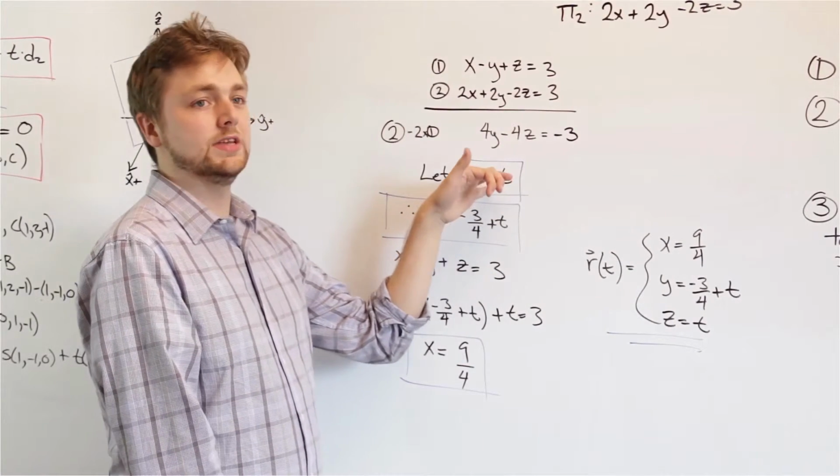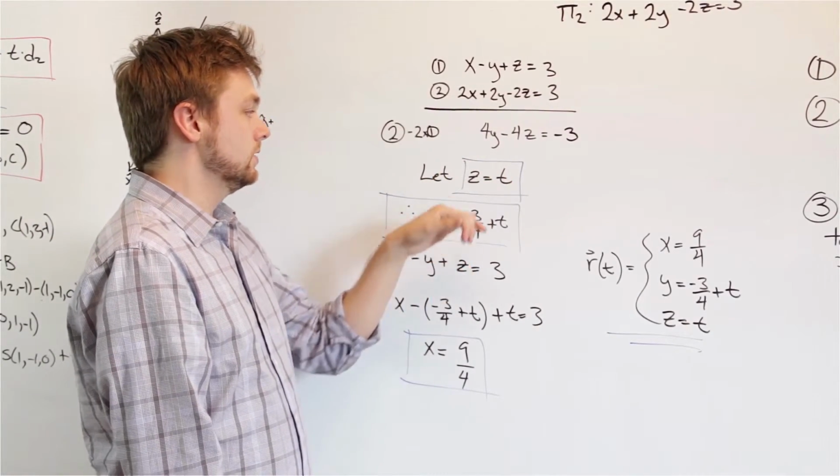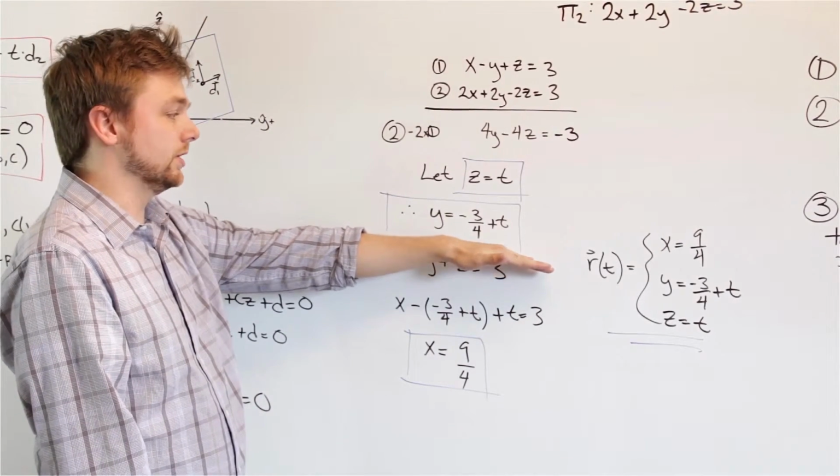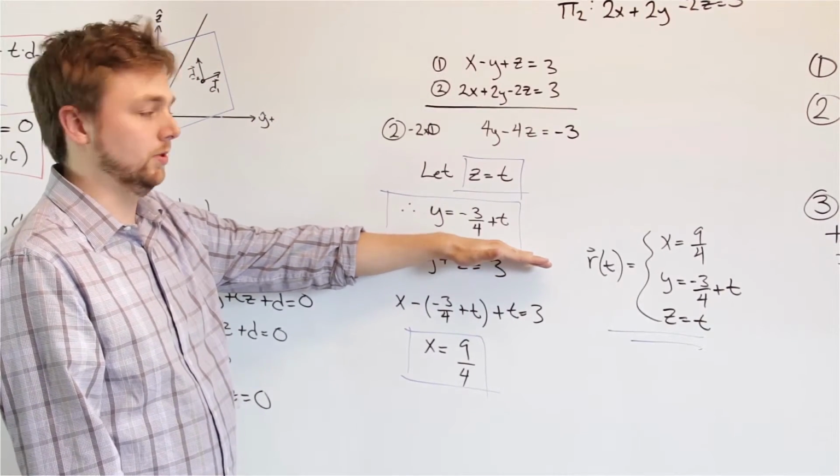This will yield our first of the three parametric equations. Next, let's substitute z into the previous equations. So I now know that z is equal to t. So this will be my second parametric equation. Y is equal to minus 3 over 4 plus t.